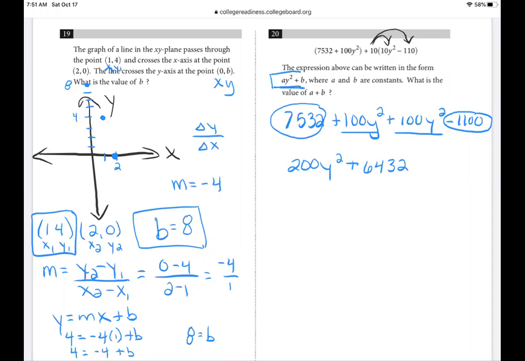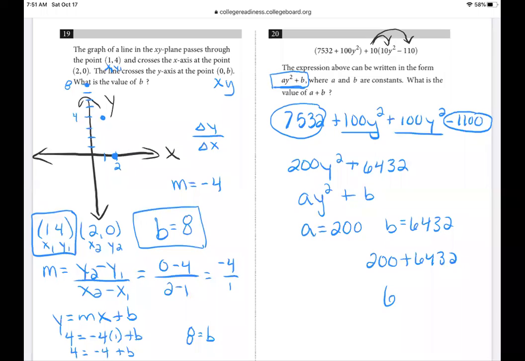It very easily converts to the format they are referring to. If I line that up, a y squared plus b, I can see the value of a is the coefficient of y squared. So a is 200 and b is my constant, which is the 6,432. Ultimately, we are asked what the sum of those two values is, so if we add those together, I will get 6,632. And this is another grid-in, so you would use all 4 columns to grid in your answer on your answer sheet for this one.